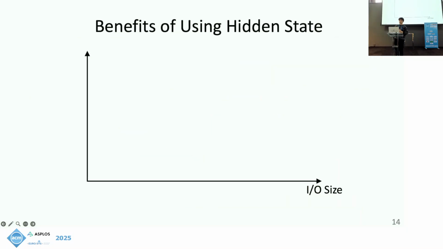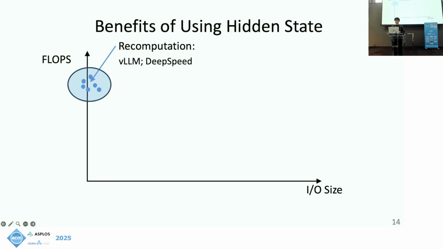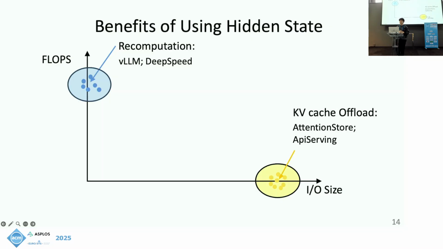Let me give a brief review of our method and compare it with existing systems. At the top left region, there are recomputation methods like vLLM and DeepSpeed. On the other hand, in the bottom right, we have KV cache offload methods, such as AttentionStore and API serving. Our system, HCache, is the purple point. It is designed to strike a balance between the usage of computation and transmission, and we can use them concurrently.